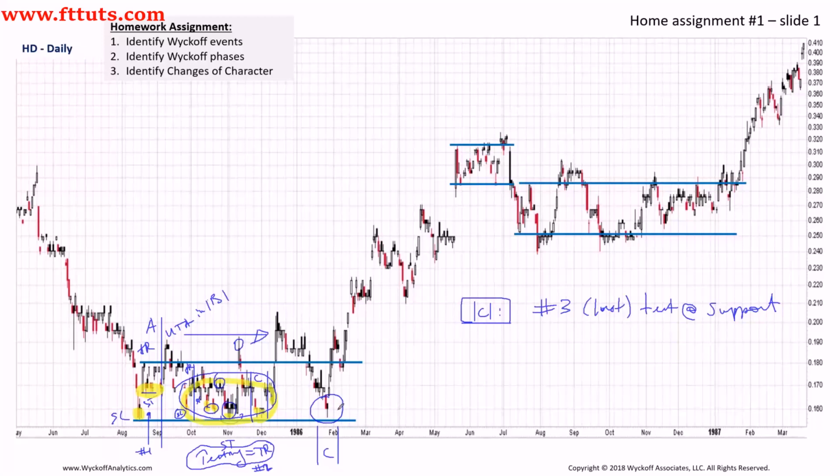And then phase C always will be a test number 3 at the level of the support. That's very important because test number 4 is going to be at the level of the resistance that was created by phases A and B. We will come back to this later on. We also know that phase C is going to be the lowest low in the uptrend.